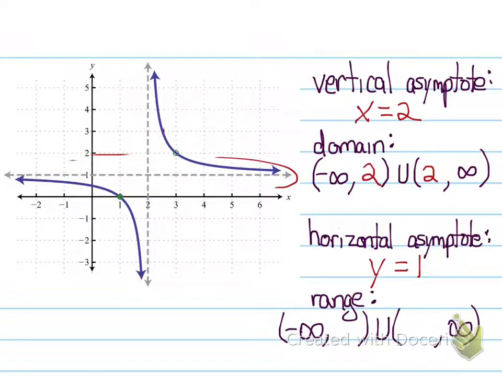All right, and now my range, same cheer, negative infinity to your asymptote, asymptote to infinity. Since my horizontal asymptote is at 1, my range is going to go from negative infinity to 1, union, which means and, 1 to infinity. And that's it.